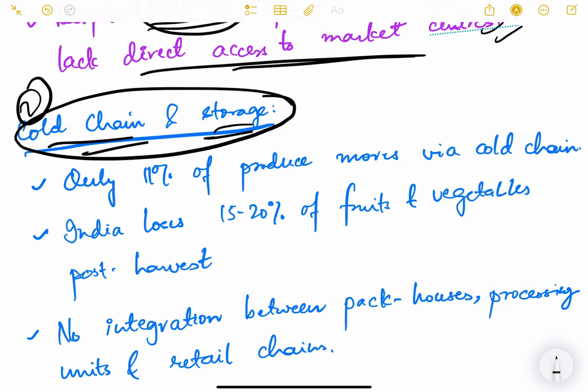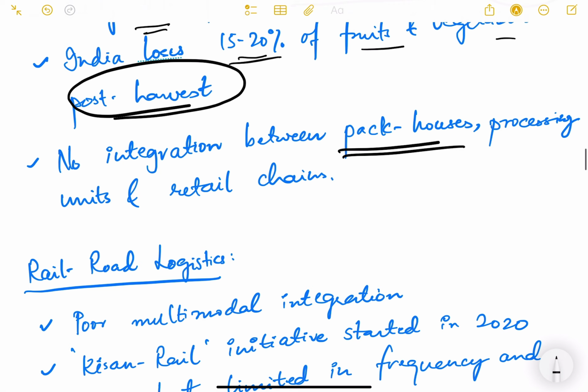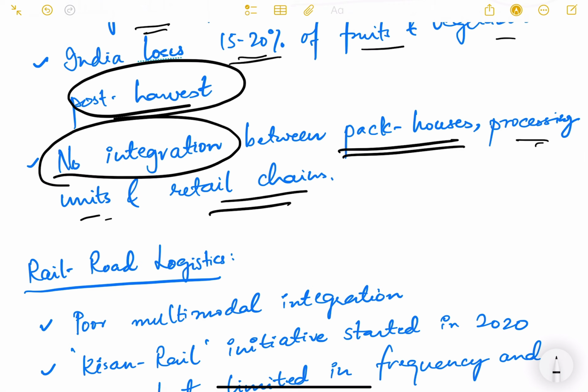The chain of cold storage is very poor. Only 11% of produce moves via cold chain in our country. India loses 15 to 20% of fruits and vegetables post harvest because there is no proper cold storage required for these kinds of produce. No integration between pack houses, processing units and retail chains. So this integration is very important.